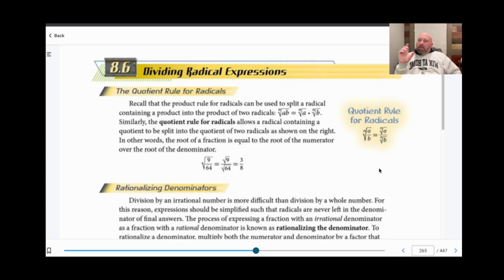One of the big things is we have to understand what's called the quotient rule for radicals. Here's the quotient rule for radicals. When you have a fraction under a radical sign, it is the same as having a radical over another radical. Okay, what do I mean by that?